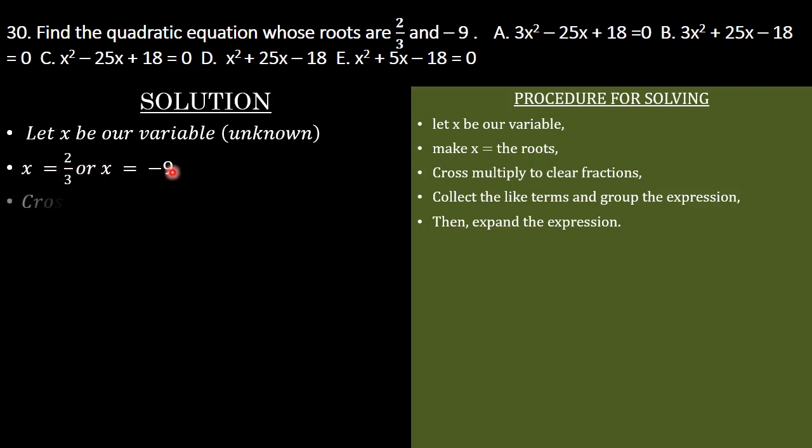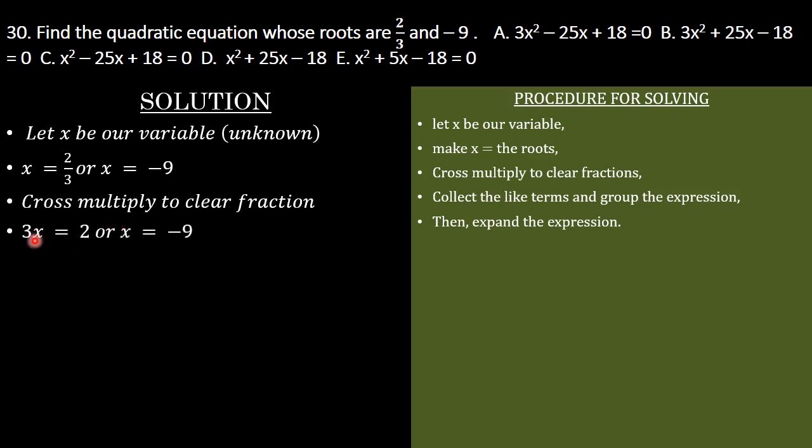Let's cross multiply for this first value to clear the fraction. We now have 3x is equal to 2, or x is equal to minus 9. When you collect the like terms, we have x plus 9 equals 0. Here we have 3x minus 2 equals 0. Now let's group them. We now have 3x minus 2, x plus 9 equals 0.